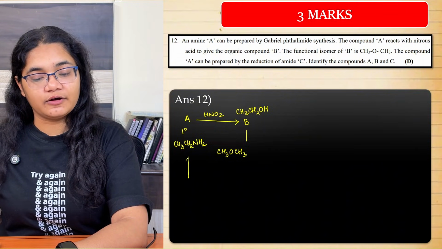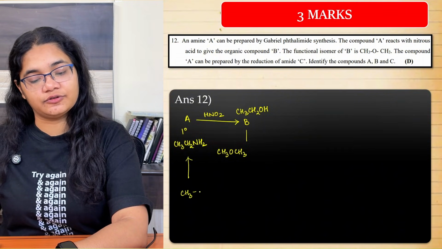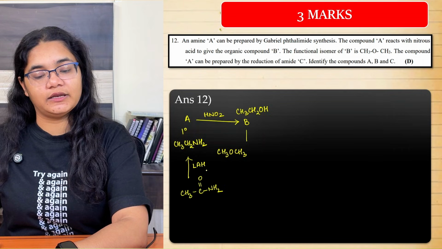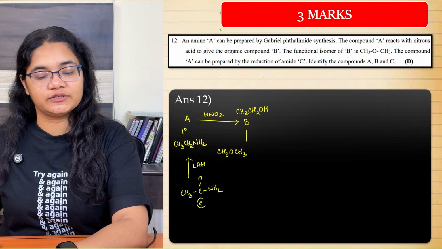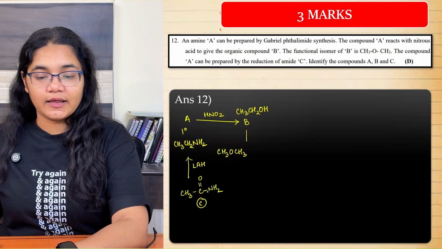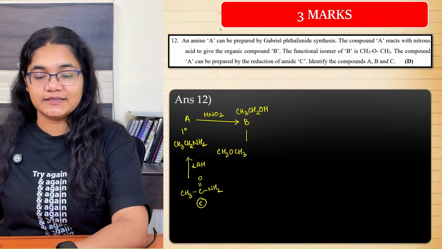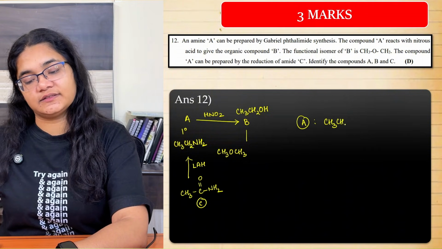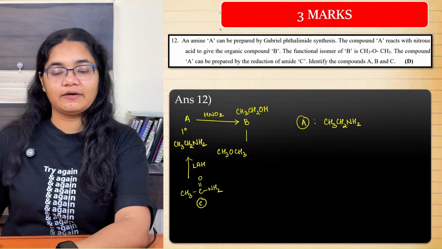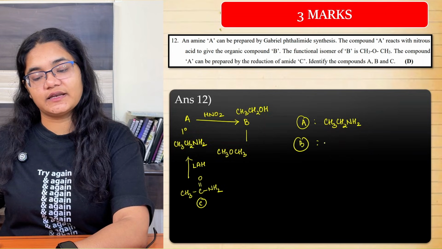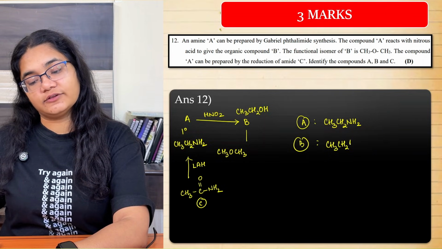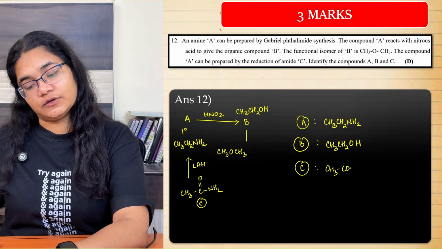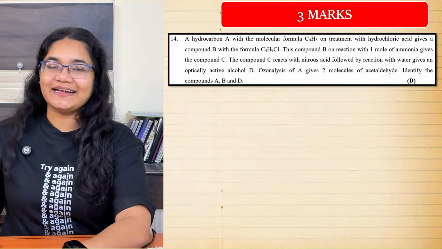So now if I reduce amide C, if I have CH3CONH2 and treat it with lithium aluminium hydride, then you will get CH3CH2NH2. So this is compound C here. Identify A, B, and C. We have already identified A is nothing but CH3CH2NH2, and on treatment with nitrous acid, it gives you compound B, which is an alcohol, that is CH3CH2OH. Then C has to be the CH3CONH2 group.